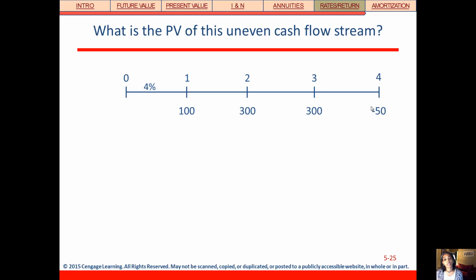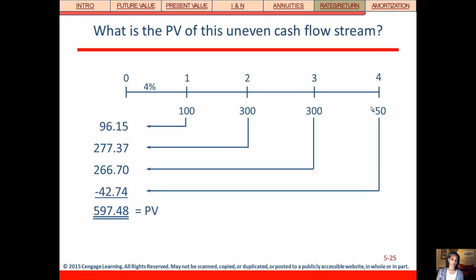So here's an example of an uneven cash flow stream. We have 4 cash flows, but they're different. We get $300 twice, but we also get $100 and we have a negative $50. So this is not an annuity.